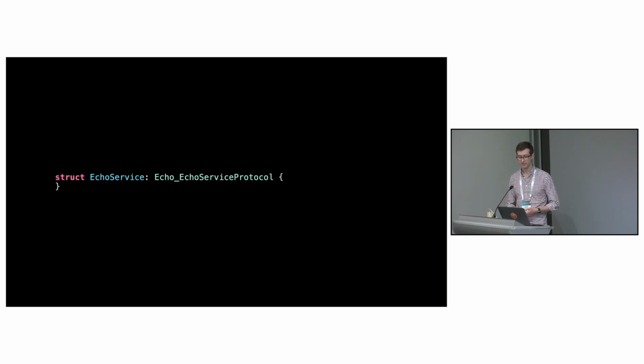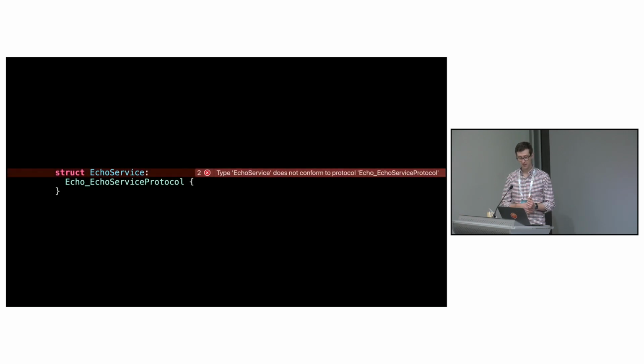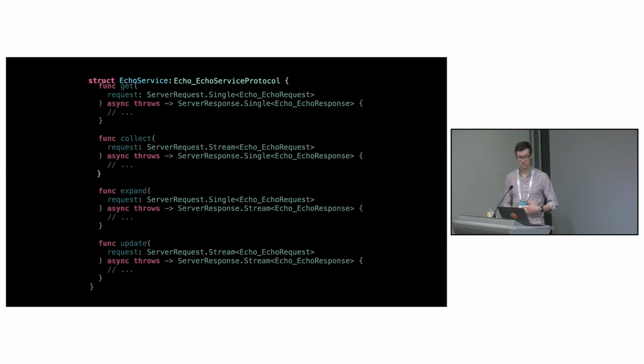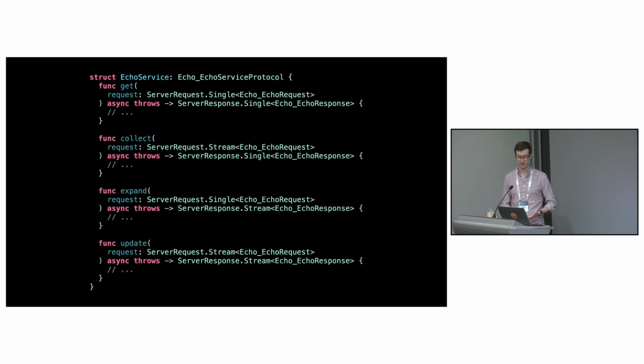In Swift, a service stub is just a protocol, which is a similar concept to an interface in other languages. To implement the service, you need to conform a type to the generated protocol. Because the requirements are missing, the compiler emits an error and suggests a fix-it. Applying the fix-it generates the stubs for us.